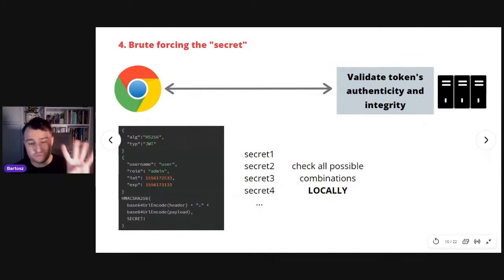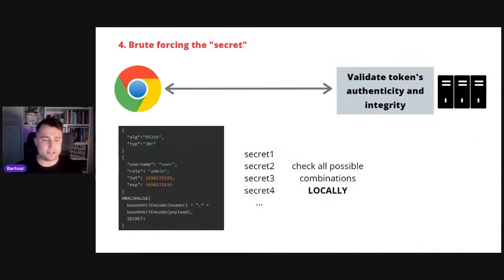Brute forcing the secret, number 4. So imagine that everything is fine. You have all set up, but you use some kind of secret which is not so strong. Because this secret is known to the server, let's assume this is a symmetric algorithm that uses the same secret to sign and verify the token. So imagine that you log into the system, you get your token, and then you try to guess in brute force fashion what secret was used to sign this token.